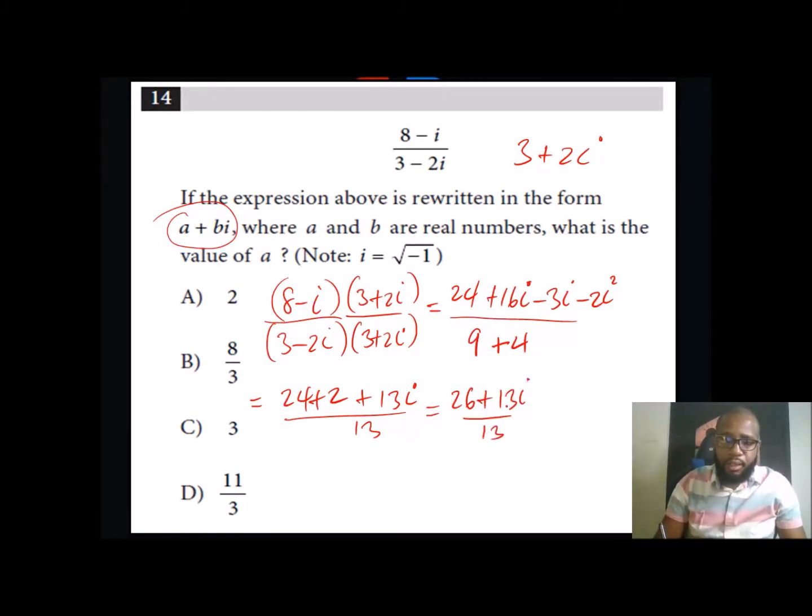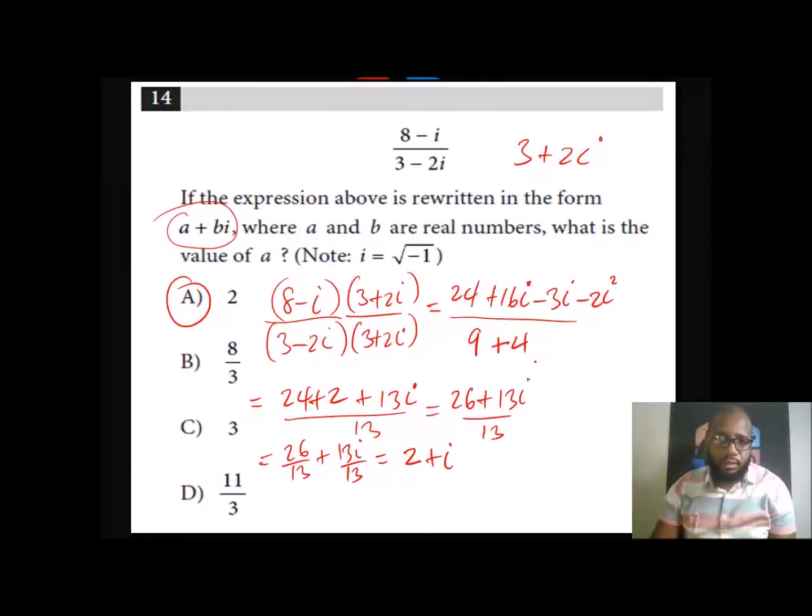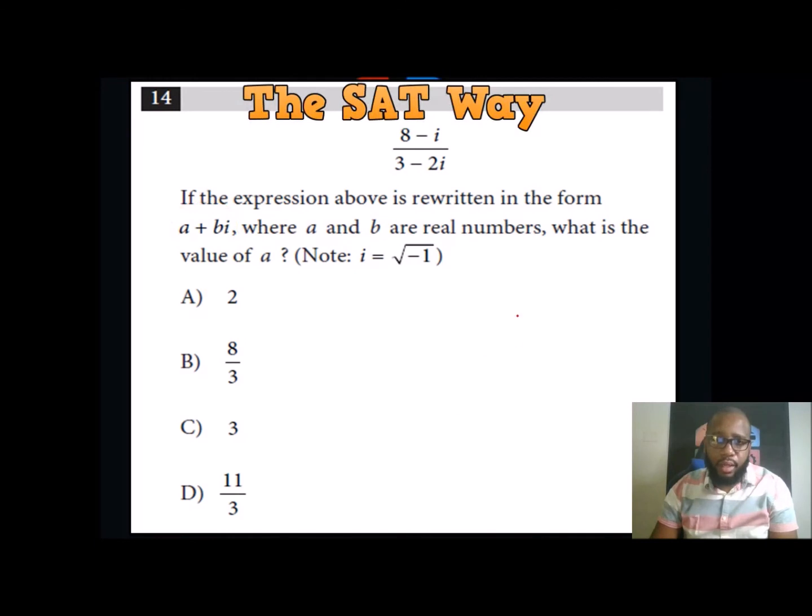If we split this, that will be 26 over 13, plus 13i over 13, which is 2 plus i. So my real component is 2. And that's going to be my answer. Now, that didn't take us 75 seconds. It might have taken us some more time. So what we're going to do is to do it the SAT way.